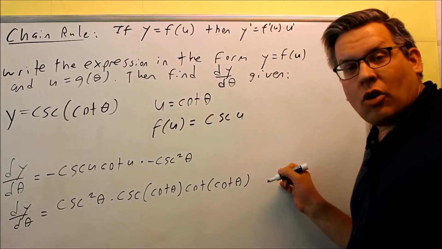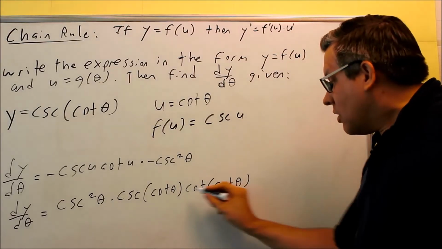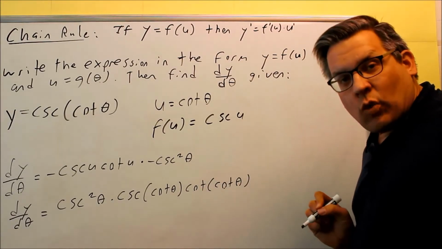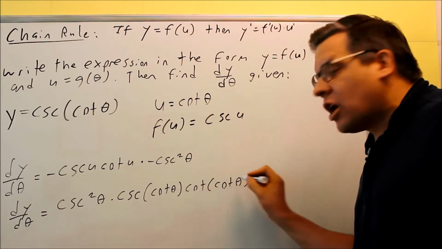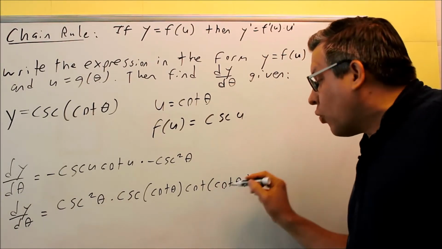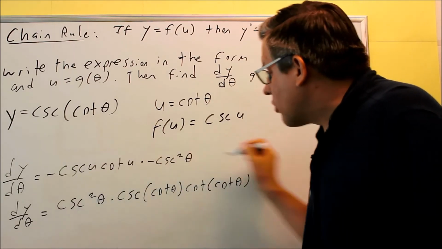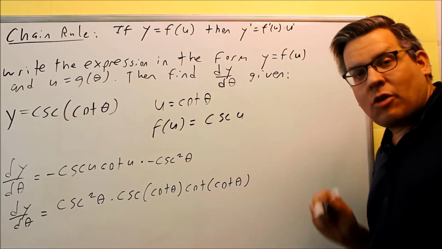This is as far as you can go as far as writing your answer out. You can't put cotangent squared here because again you have a cotangent inside of another cotangent. So again, be really careful when you see these here. You have one inside the other. So this right here, that would be your dy d theta. That would be your final answer.